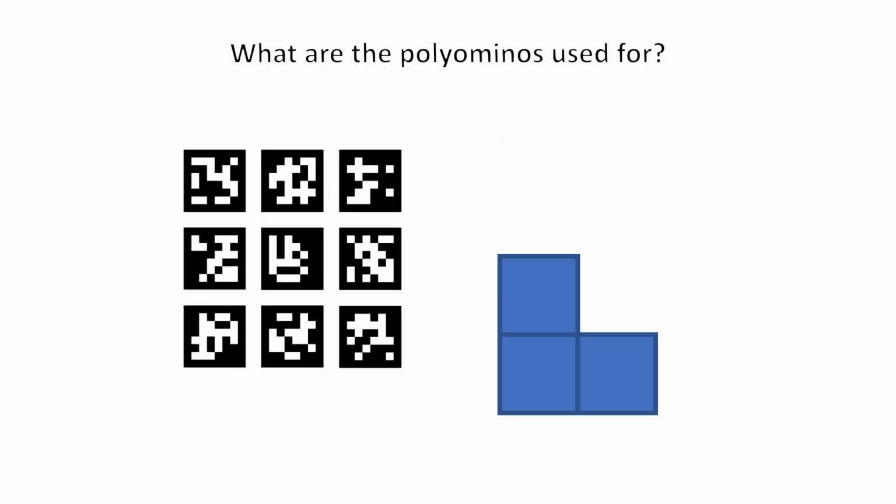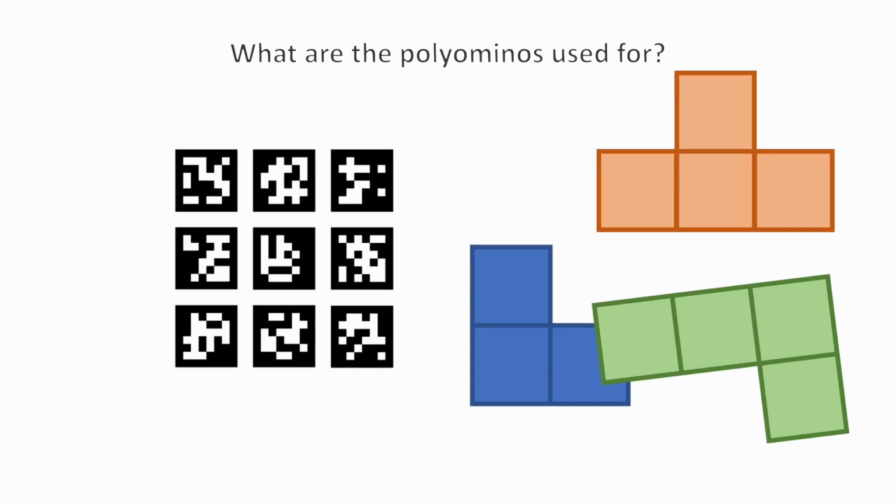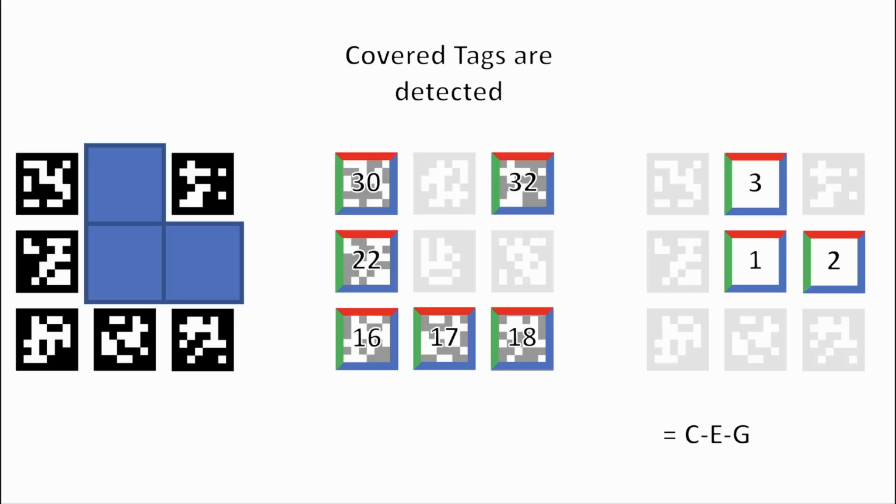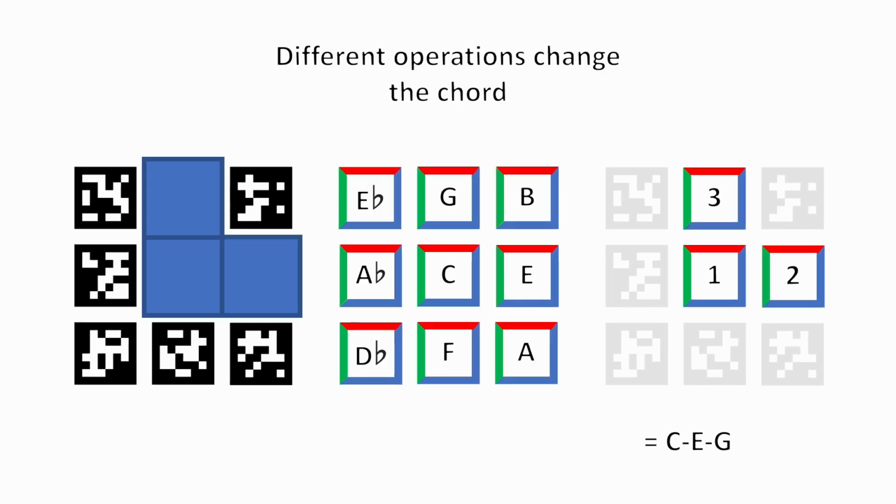So where do the polyominoes come in? We can use the polyominoes to cover fields of the grid. These fields are then detected as missing or covered, and we can find the notes associated to each field. Changing the orientation of the polyomino can change the chord that's played.